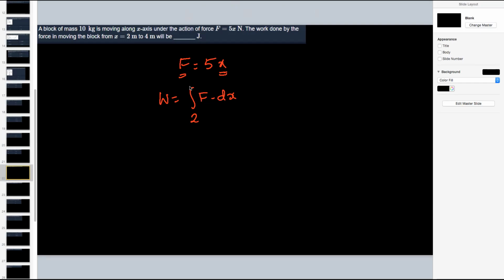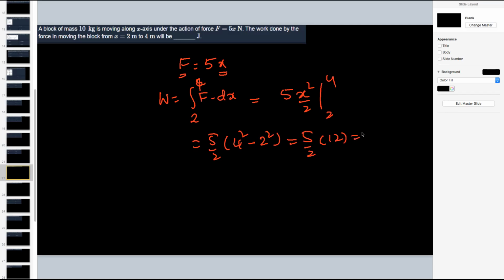The value of x is from 2 to 4. Simply you do it. It is 5x square by 2, from 2 to 4. So this is 5 by 2 into 4 square minus 2 square. How much do you get? Yes? Is it correct? Very good. Simple problem. We go for the next one.